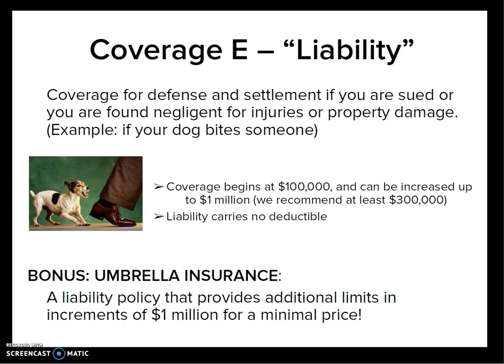Kind of a bonus to this, as I always like to go over with my clients, is an umbrella insurance policy. This is a liability policy that provides additional limits in increments of $1 million, and it has a very significant minimal price. Another bonus item to this is that it's not just going to extend over your homeowner's liability. It can also cover things like auto insurance, watercraft, any kind of landlord or rental properties that your client might have. These are all things that can be encompassed in an umbrella policy. So again, just a neat little bonus item to know if your client's looking for something like this, your independent insurance agent can normally accommodate them.